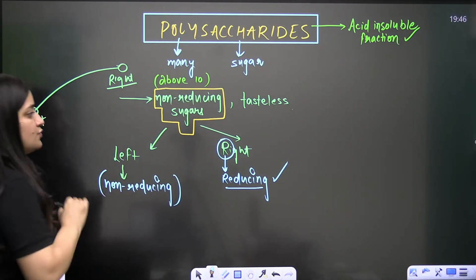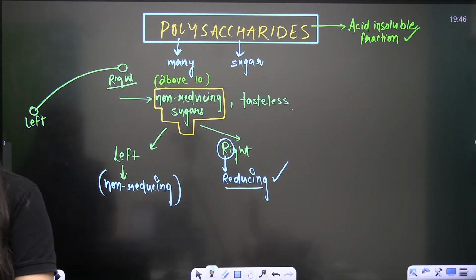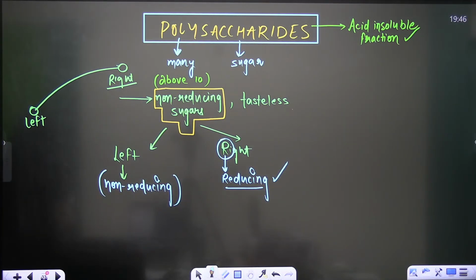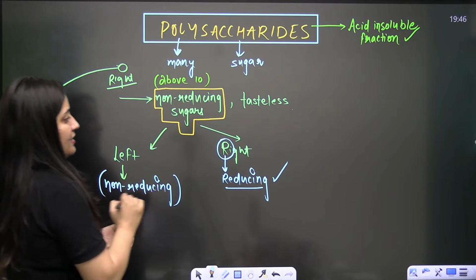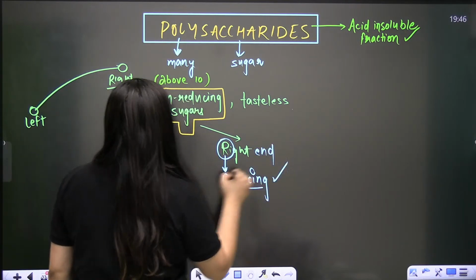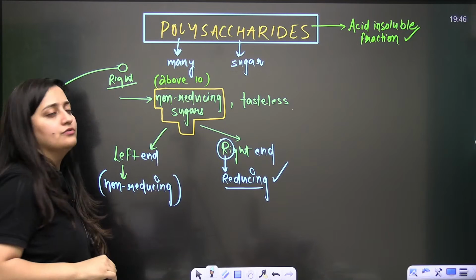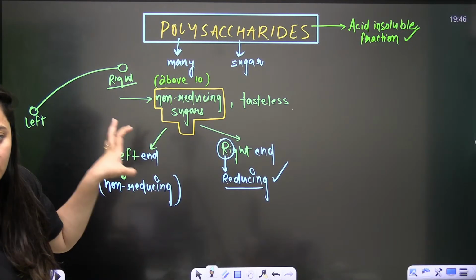So in the chain, this is what you need to remember. It is given in NCERT. Clear, bache? So in polysaccharide chains, the right end is the reducing end, the left end is the non-reducing end. So this is the non-reducing sugar, the tasteless.